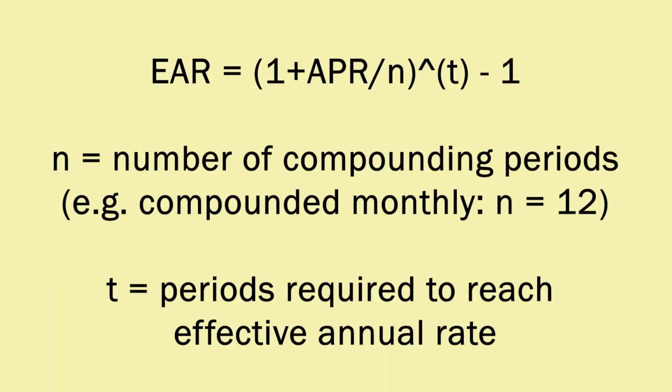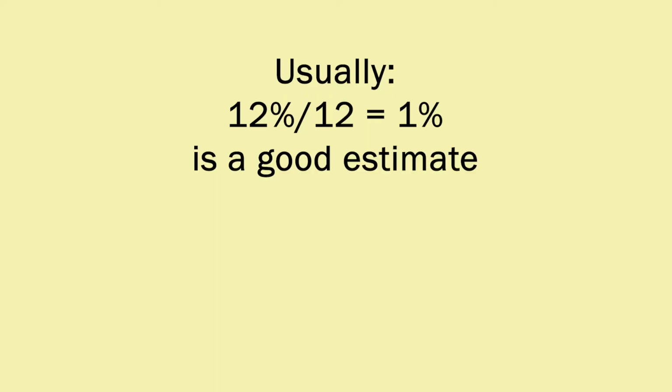And the way you would do that is take the effective rate equal to 1 plus APR divided by the compounding periods that are stated, to the power of the compounding period that you're looking for, subtracted by 1. Most of the time, using the number that the bank gives you is a good ballpark estimation.